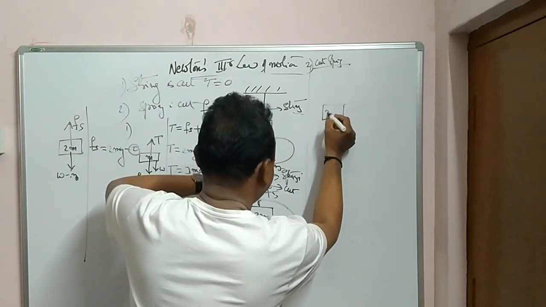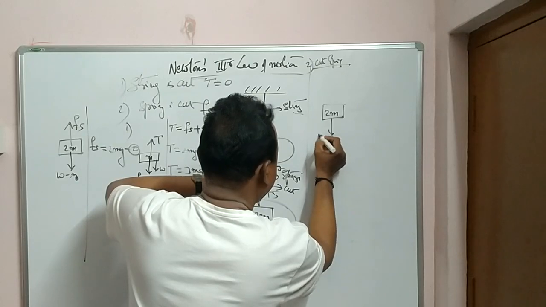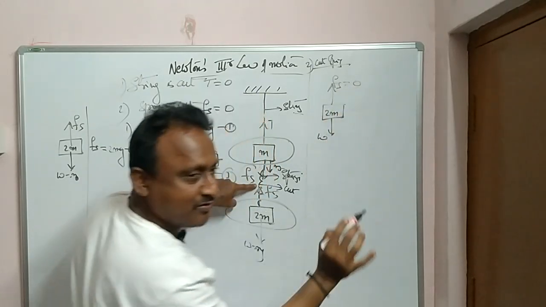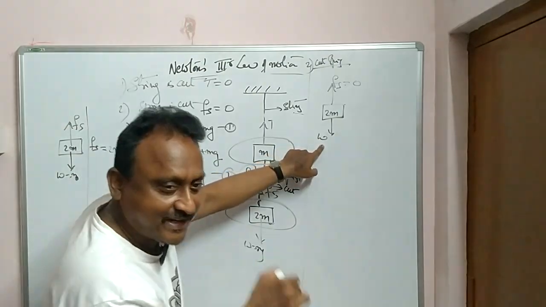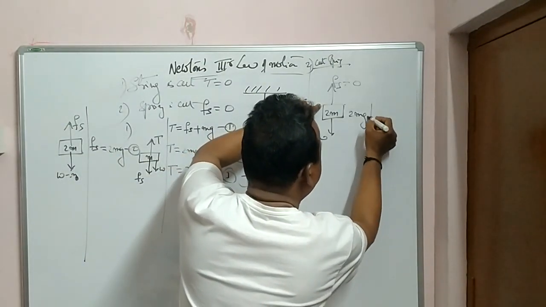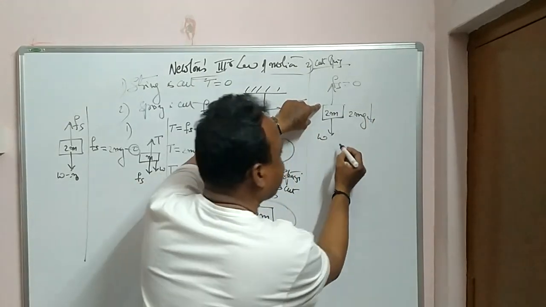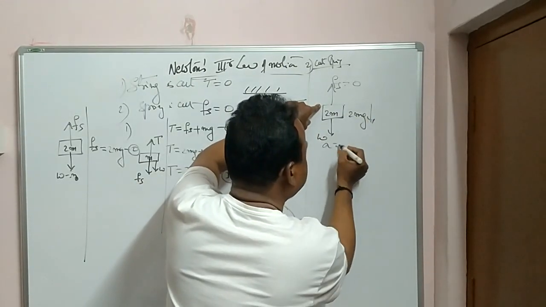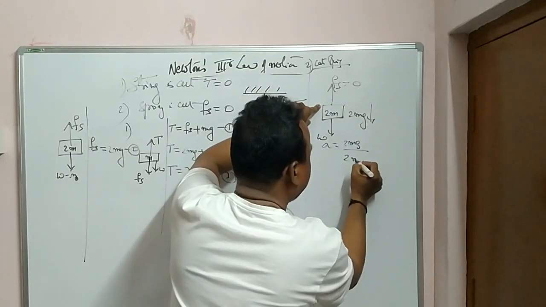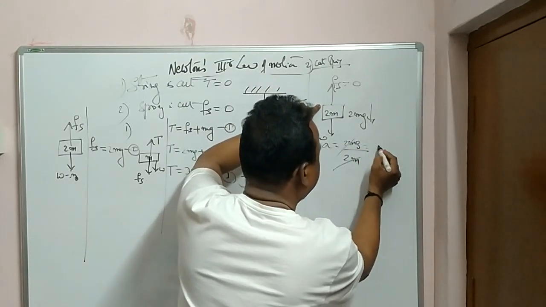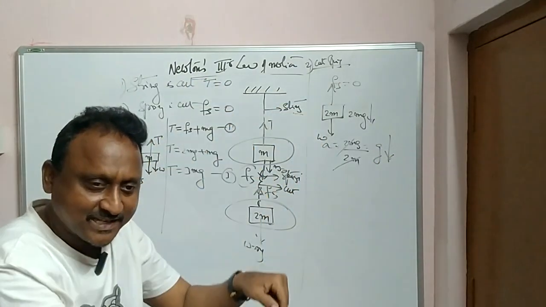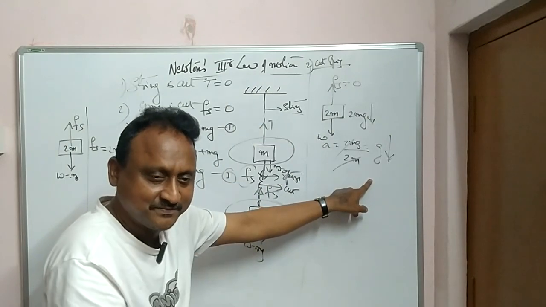For this block what happens? This is 2m. This is weight. And upward ఏమైంది? Spring force 0, no force upward. So the only force acting is the weight, downward. How much? 2mg downward weight force. Now what is the acceleration? Acceleration is equal to force by mass, that is 2mg by 2m. 2m cancels. What is left is g. So the acceleration of this block will be g in the downward direction.